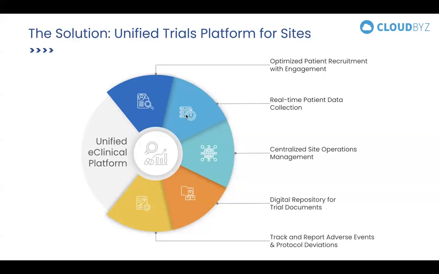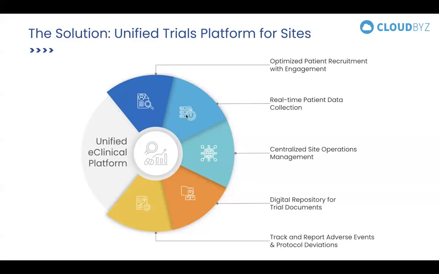And last but not the least, the Unified Trials platform includes robust tools for tracking and reporting adverse events and protocol deviations. Ensuring participant safety and trial integrity is paramount in clinical research. These platforms equip trial sites with the tools they need to track, report, and document adverse events and protocol deviations accurately and efficiently. By managing comprehensive records and facilitating timely reporting, the platforms help to ensure compliance with regulatory requirements and also safeguard the participant well being.